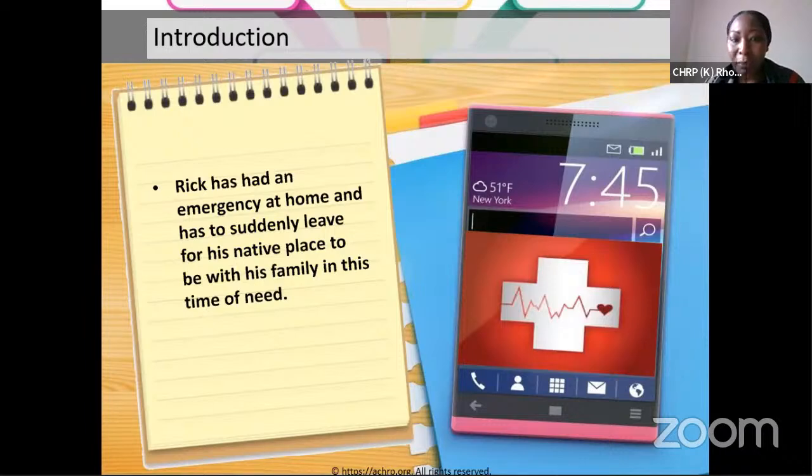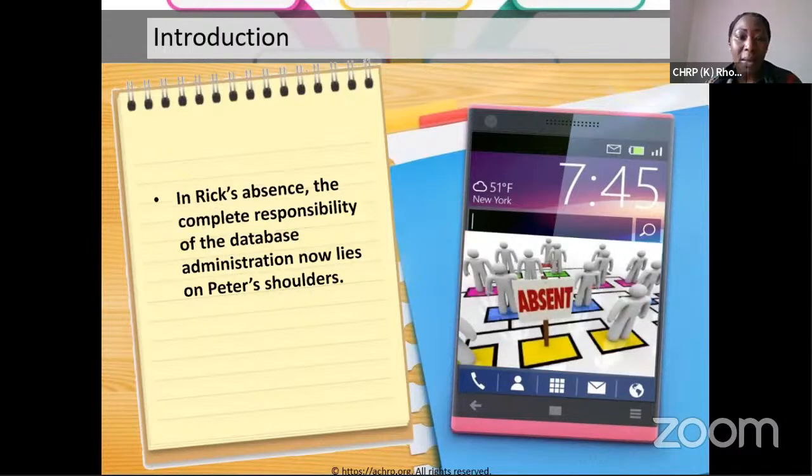So Rick had an emergency at home, and he had to suddenly leave for his native place. We can call it the countryside, or probably go to the village to be with his family in this time of need. Probably he had a sick spouse, or he had lost a loved one, so he had to take leave. So when he took leave, in his absence, that's Rick, you can see the absence even in that picture, the complete responsibility of the database administrator, both the primary and the secondary, now was lying on this new hire called Peter on his shoulders.